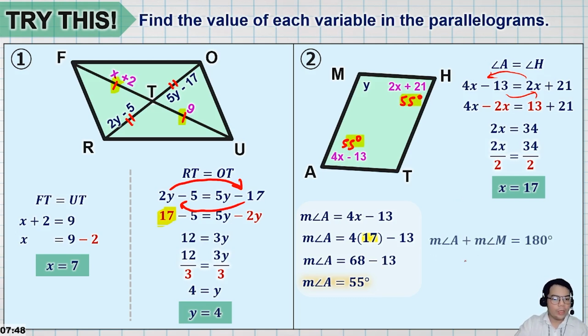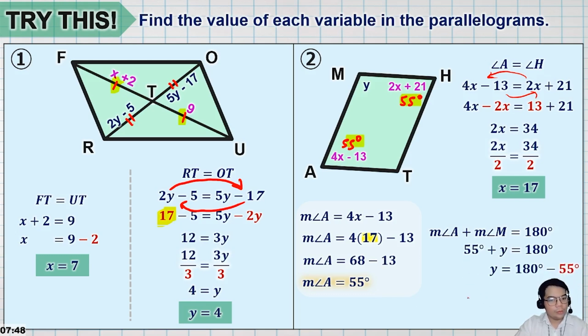So from there, we can now use that idea to solve for the value of y. Since angle M is equal to y and angle A is equal to 55 degrees, we can say that the sum of those two angles will be equal to 180. So therefore, if you subtract 55 degrees from 180, we can solve that. Ayan, y is equal to 125 degrees. Gets po?